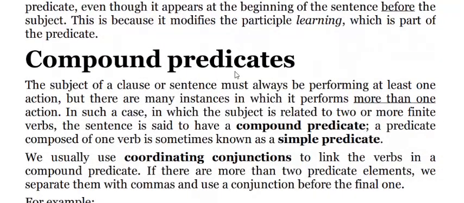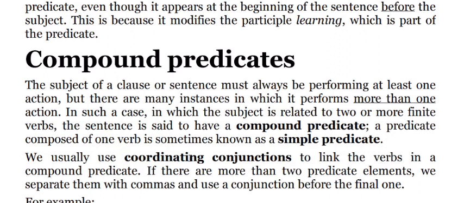Now, compound predicates. The subject of a clause or sentence must always be performing at least one action. But there are many instances in which it performs more than one action. In such a case, in which the subject is related to two or more finite verbs, the sentence is said to have a compound predicate. A predicate composed of one verb is sometimes known as a simple predicate.